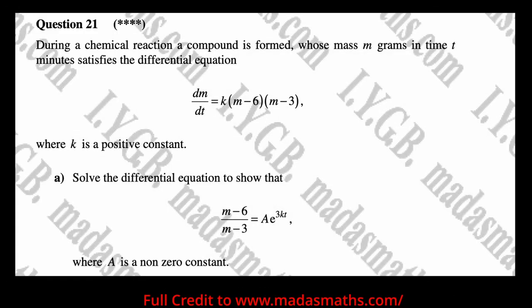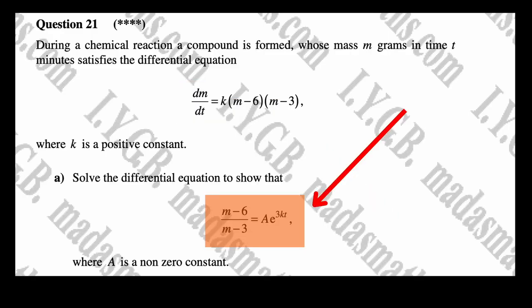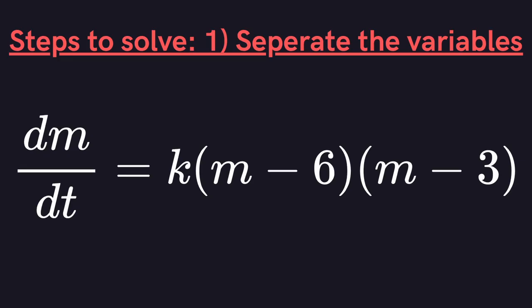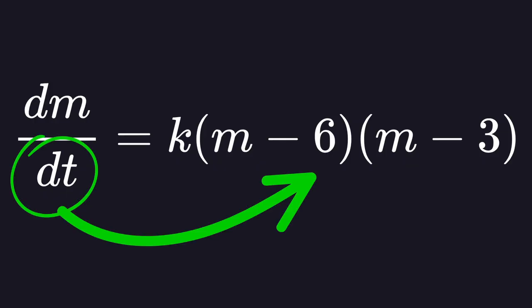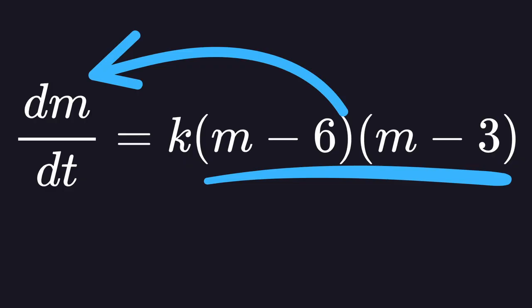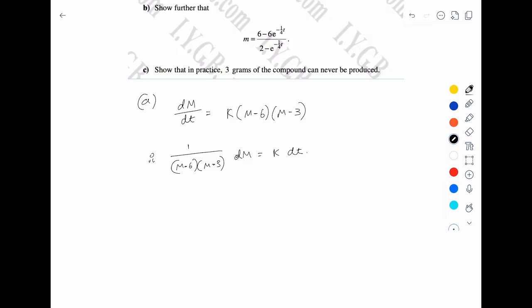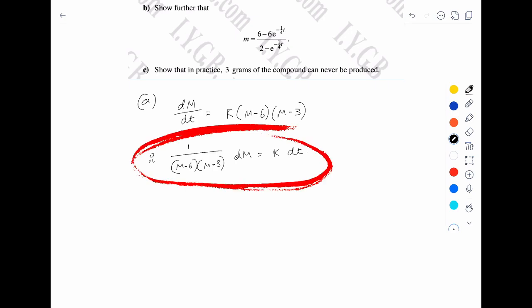In this question here, we're told to solve this equation in order to show that this is true. As always, the first thing you want to do is separate the variables, because that's what allows us to integrate, which is how we actually solve this thing. So, to start off, we bring the dt to this side, and we move (n − 6)(n − 3) here, which therefore gives us an equation with fully separated variables.